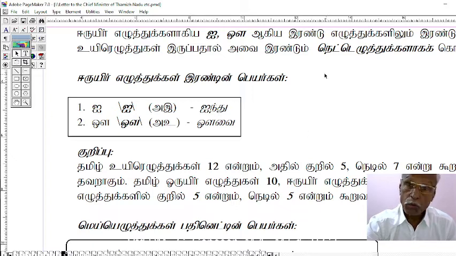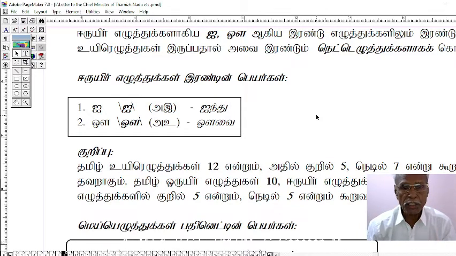See, out of the 10 single vowels, 3 vowels A, E, O. These 3 vowels combine themselves forming 2 double vowels, that is diphthongs. That is, A and E combine themselves forming I, and A and U combine themselves forming Au.